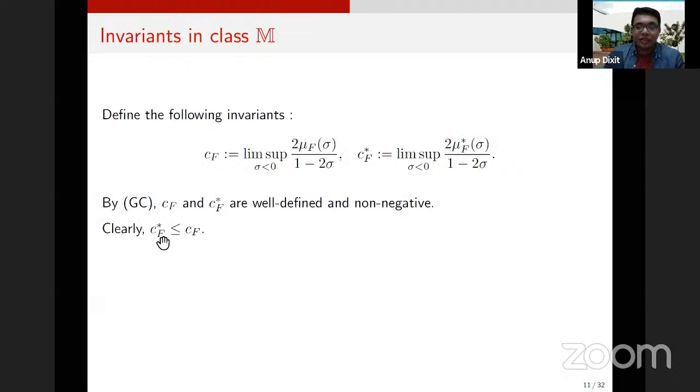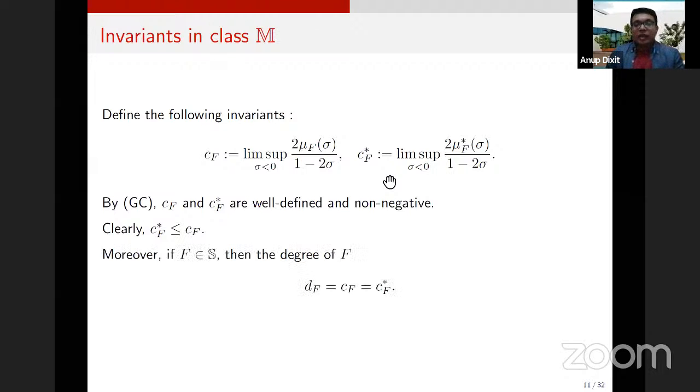And it is also easy to see that C f star is less than or equal to C f, because as we saw earlier, mu f star did not care how f behaves close to the real axis. And in the case of the Selberg class, if you have a functional equation, then all these things are the same. C f and C f star are the same, and they are also equal to the degree, d f.